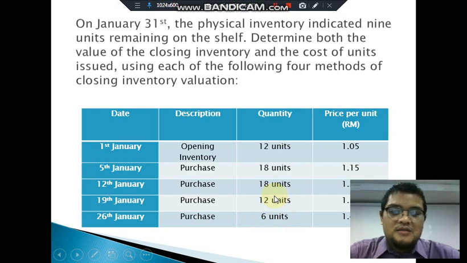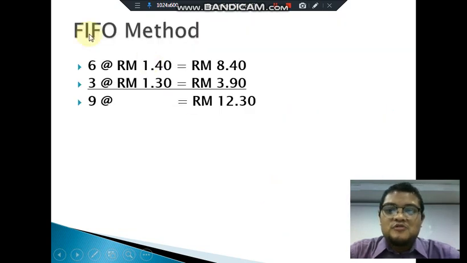So how do we calculate using the FIFO method? 6 cans or 6 bottles at 1 ringgit 40, the total is 8 ringgit 40 cent. 3 more cans at 1 ringgit and 30, so the total is 3 ringgit and 90.